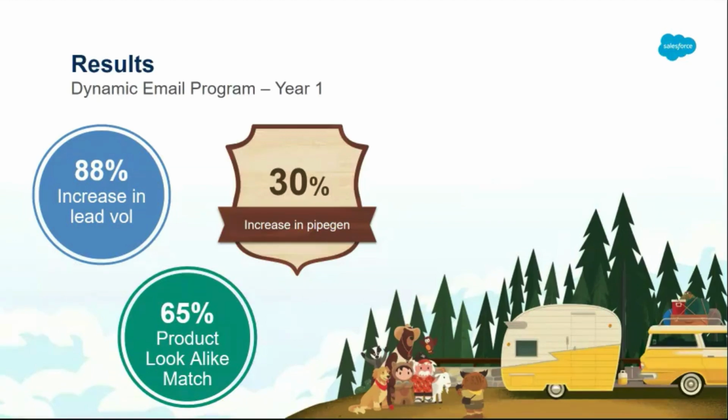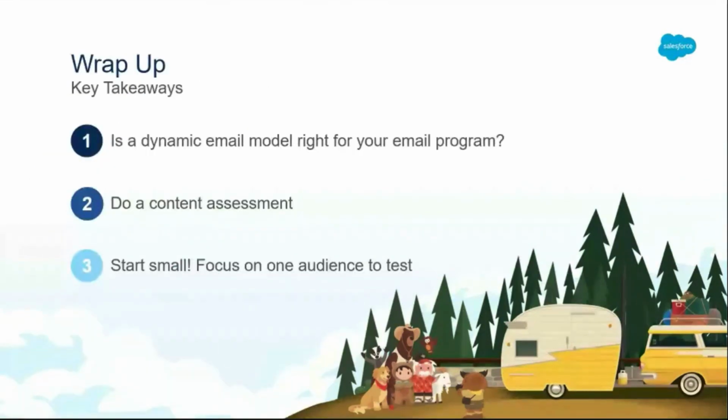We had a 30% increase in pipe generation, and we have a 65% product lookalike match where we're helping other regions worldwide get new product intents assigned to their email program. So when you're looking at doing this for your company, you want to first step back and say, is dynamic email right for you? And in some cases it is, and I'm not saying it is, but sometimes it's not. But generally what we have found is when people start using dynamic content, the engagement goes up and you actually have just a richer program.